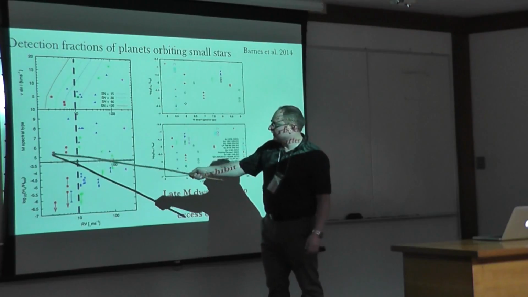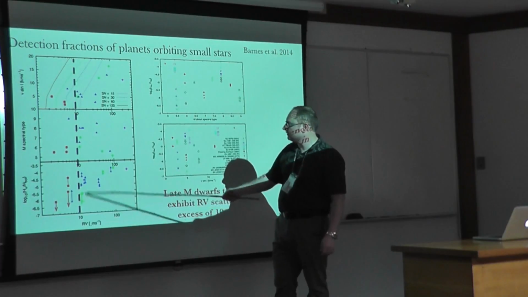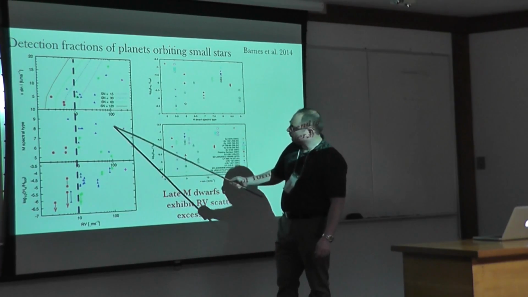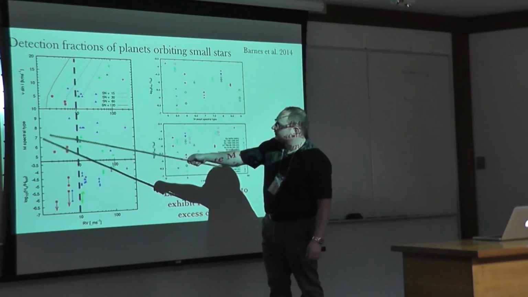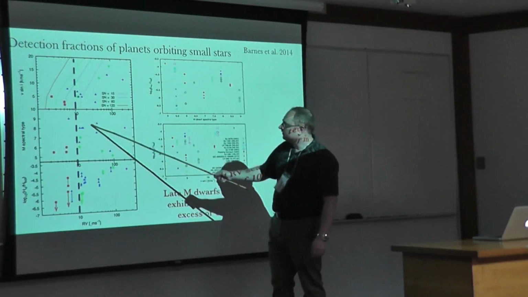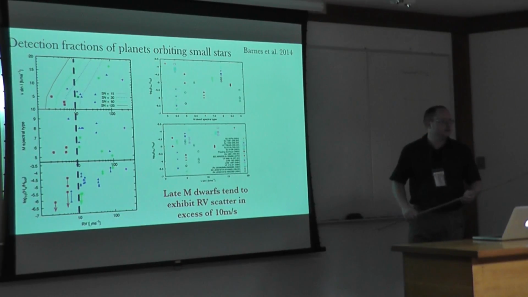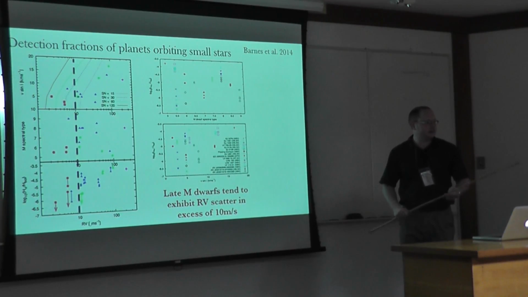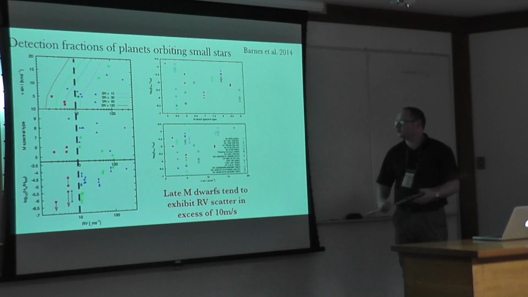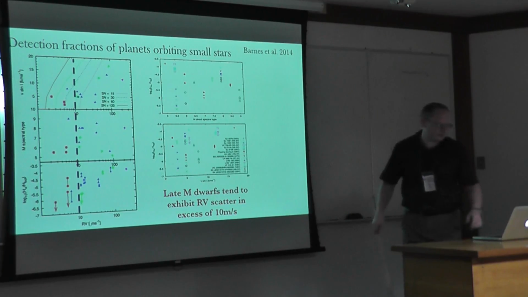But if we look at the M spectral type, this big line marks 10 meters per second, and what we see is that once we get down to the latest M spectral types, the coolest stars that exist, then essentially everything has an RV scatter above 10 meters per second. So the question is, is it activity? Is it real? When I say real, is it Doppler? Is this scatter because they're rich in planets as well? Well, actually, we'll see that it probably is activity.